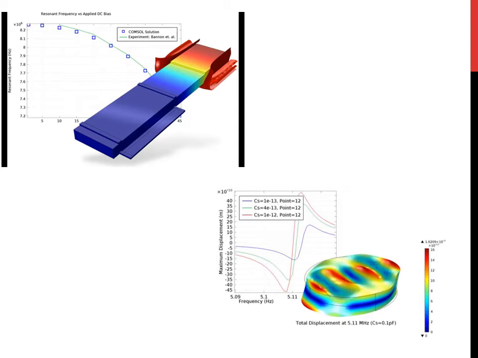So here I'll show you an example of simulations done using FEM. The first one is a cantilever, which is normally used in atomic force microscopy, where it can vibrate freely on one side, but is fixed at the other side.